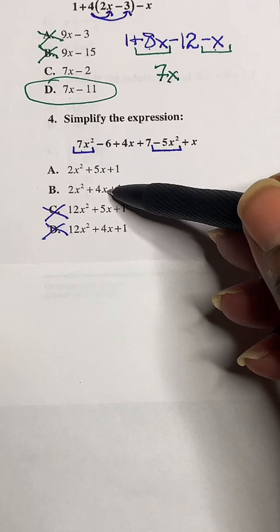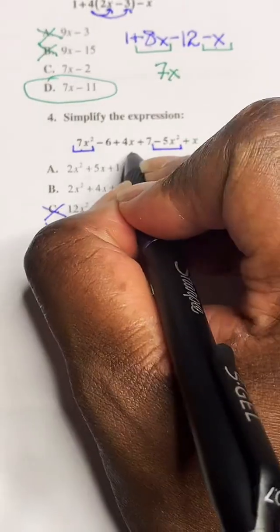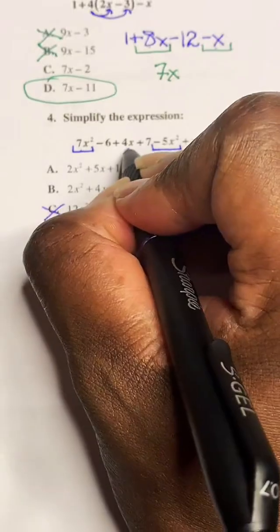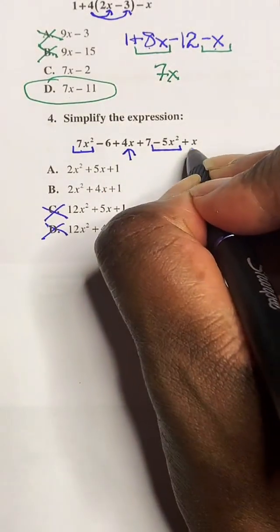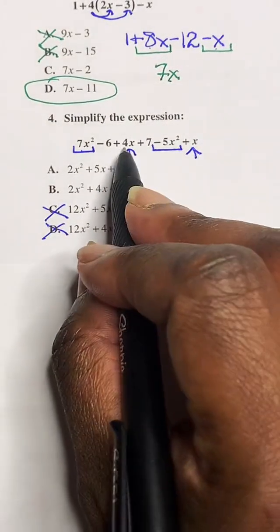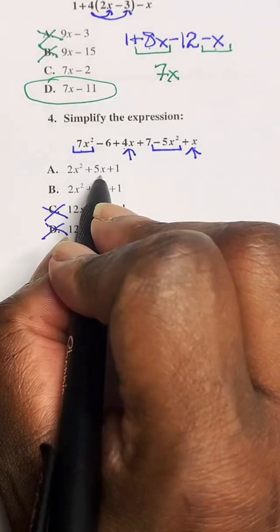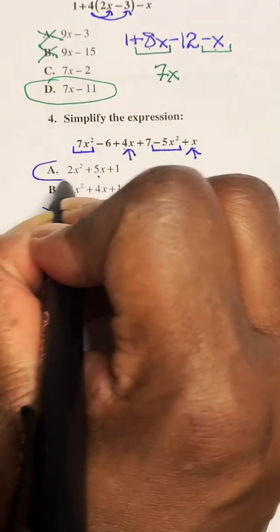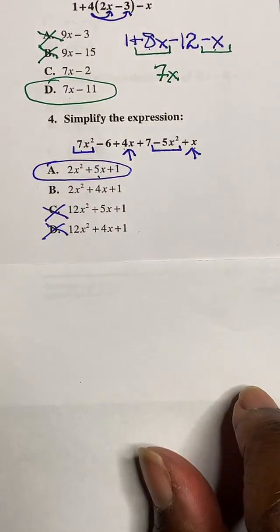So tackle those next. If you notice here, I have a 4x, and here I have a 1x. If I go 4 plus 1, that is going to give me my 5. So my answer will be A.